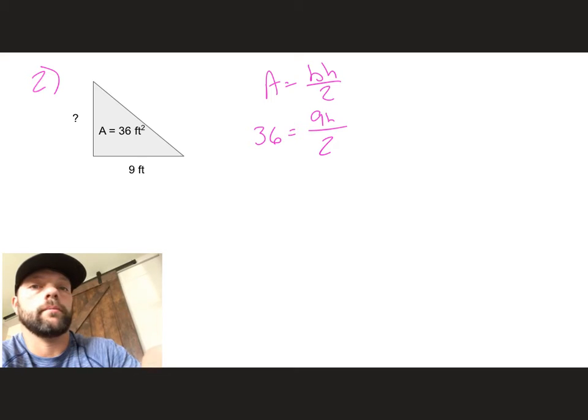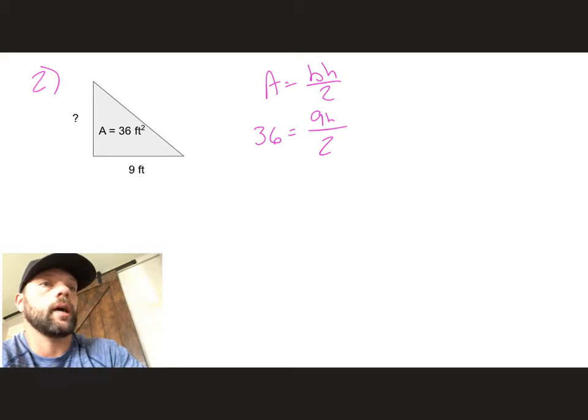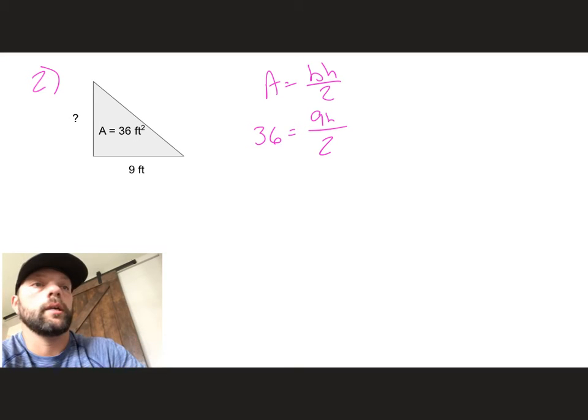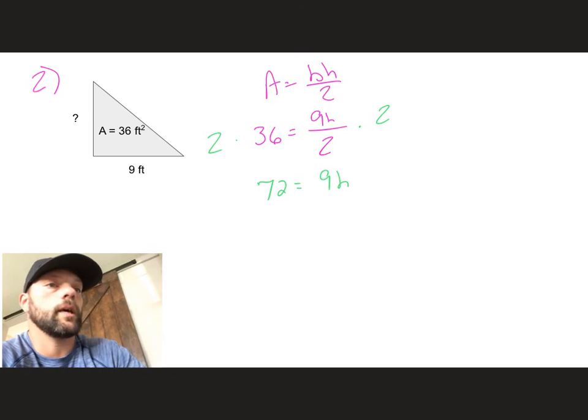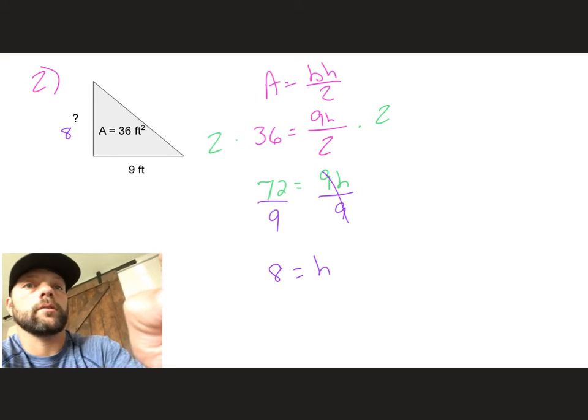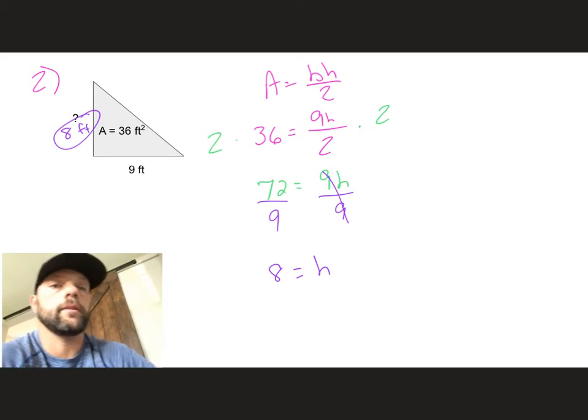Just like last time, the opposite of division here is going to be multiplication. So we're going to multiply both sides by 2. And that's going to bring me to 72 is equal to 9h. And then with what I have there, 9h is multiplication, so the opposite of multiplication is division. So I'm going to divide both sides by 9, and that's going to bring me to 8 is equal to h. So that means this answer here is 8 feet.